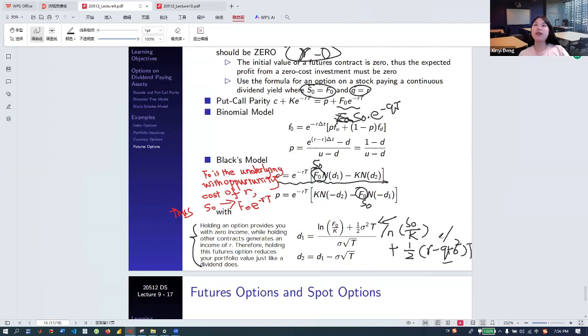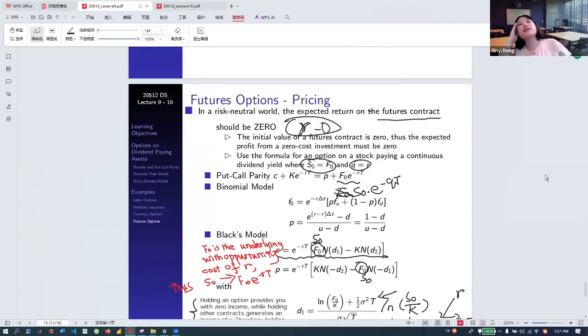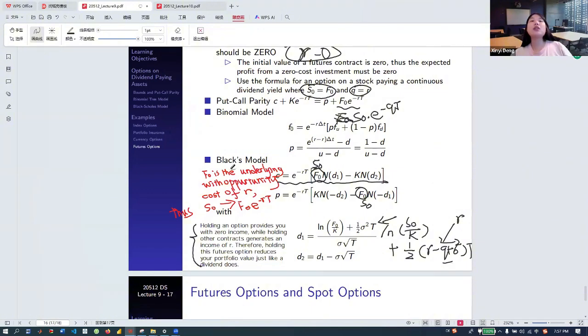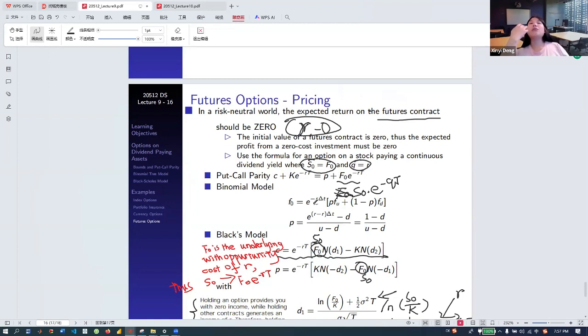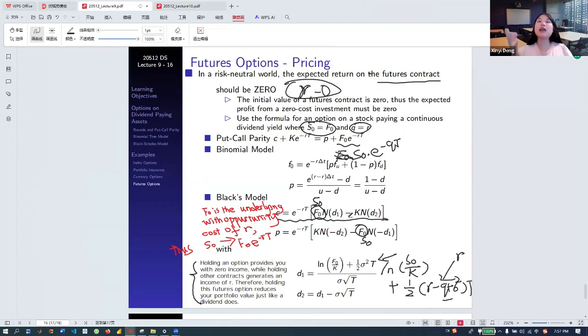So here, if you plug in Q equal to R, you'll get this numerator. For the futures contract, the R is just an opportunity cost, and therefore it's like an implicit dividend yield. So here it's nothing more than an application of the general formula for options on an underlying asset with continuous dividend yield. We're just replacing S0 with F0 and also replacing Q with R.